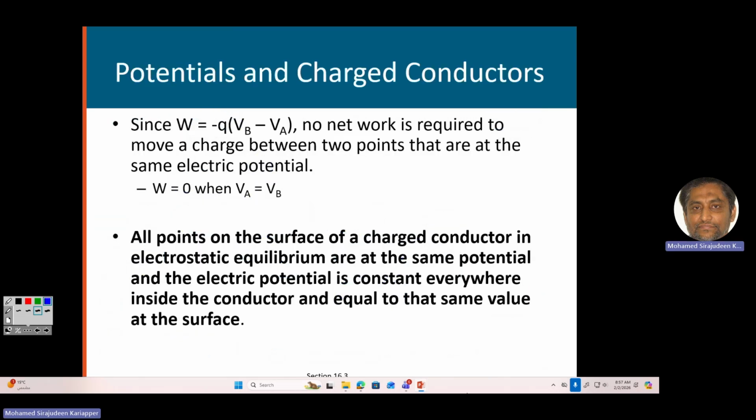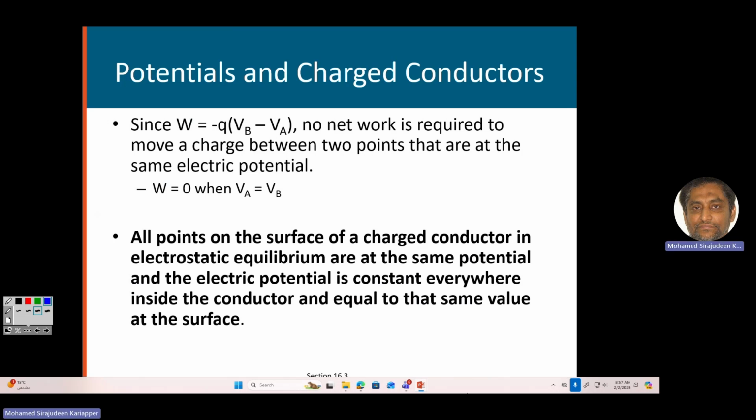All right, so now we did the question on potential of 3 charges and work done and so on. We go to a new topic, potentials and charged conductors. Let's say we have a conductor which is charged, meaning it is not neutral. It has either excess positive charges or excess negative charges.